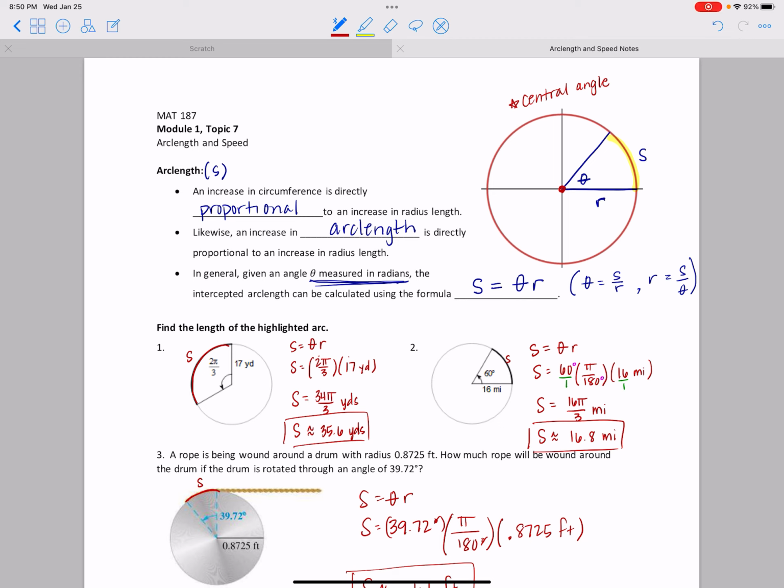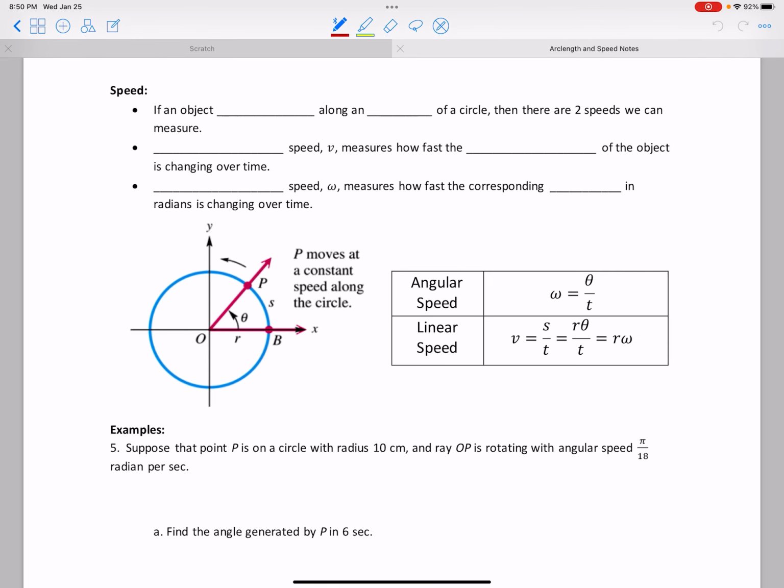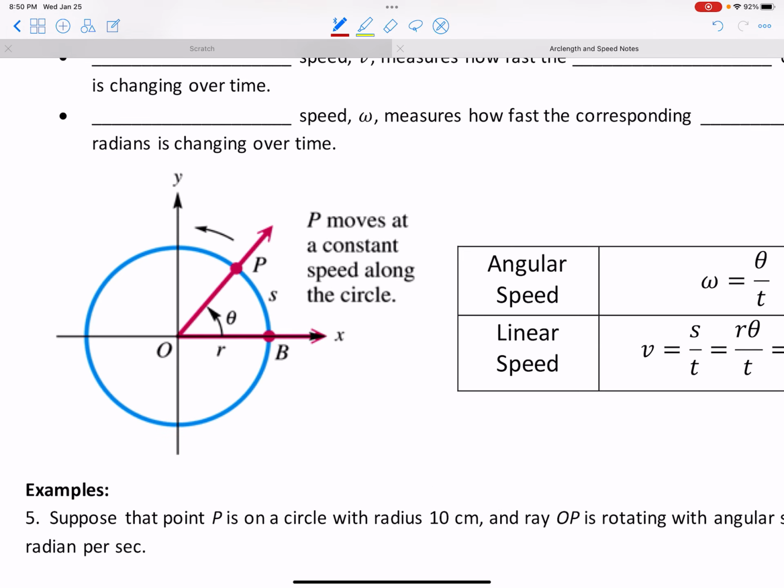Alright, so there's one concept that is going to relate to the next concept. So instead of just calculating these arc lengths, what we're going to look at when we flip the page here is speed, if we have an object moving along that arc length. So if an object moves along an arc, like in this picture, let's say this point P is moving along this arc, and right now it's there.